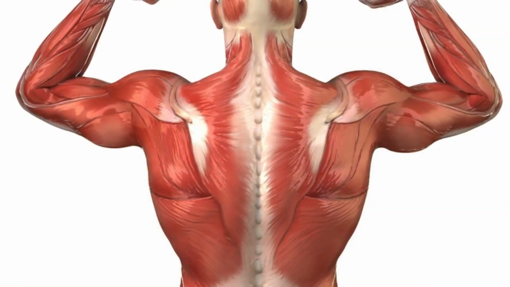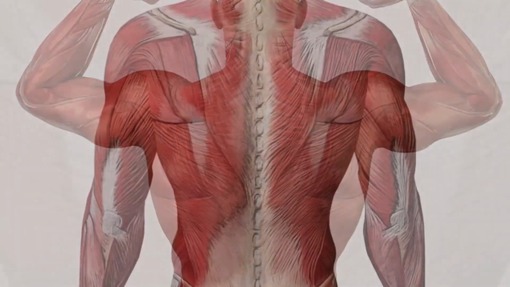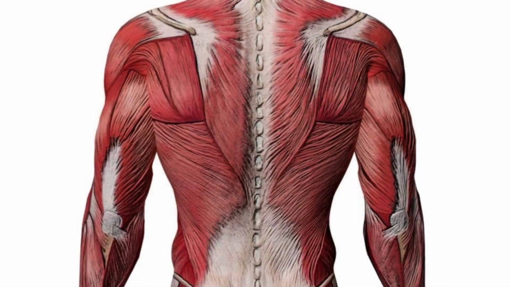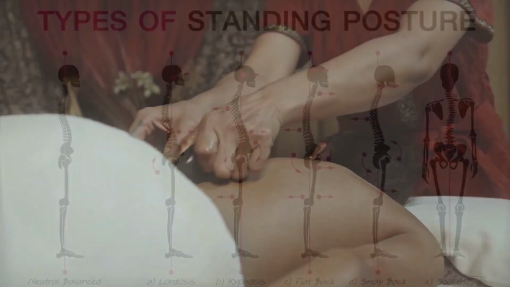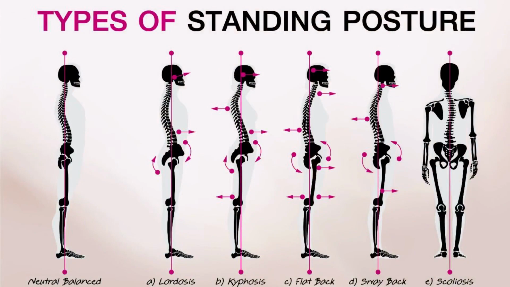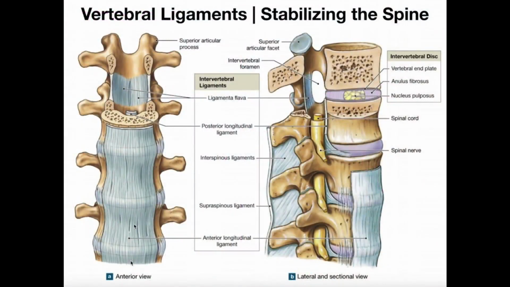What tissues are attached to the spinal column? The vertebral column provides attachment points for muscles and ligaments that support and stabilize the spine. Muscles such as the erector spinae, which run along the length of the spine, help maintain posture and control movement, while ligaments connect the vertebrae and provide additional stability.